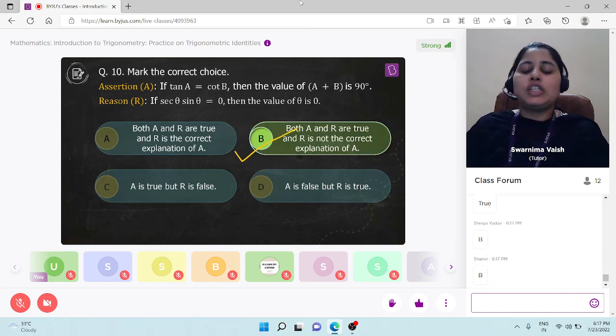Yes, well done, Shreya and Shanvi, students. Absolutely correct answer. Option B is the correct one here.